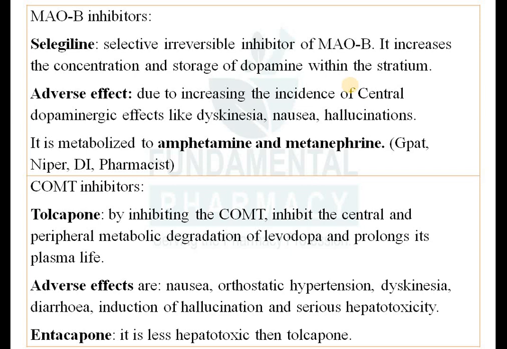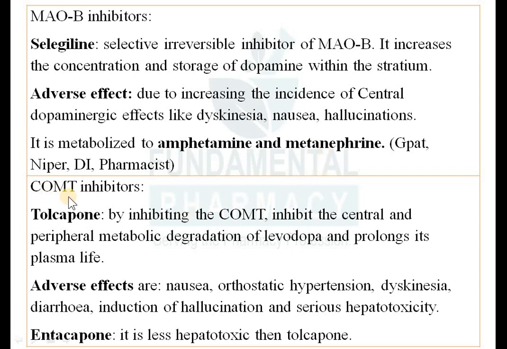Okay. Then what is the adverse effect of this selegiline? That is due to increasing the incidence of central dopaminergic effects like dyskinesia, nausea, hallucination. ये डोपामाइन का लेवल बढ़ाएगा, उसकी वजह से जो डोपामाइन का जो एडवर्स इफेक्ट आएगा वो होगा dyskinesia, nausea, hallucination. ठीक है. Now this selegiline is metabolized to active metabolites, that is amphetamine and methamphetamine. Okay. These two are the metabolites of selegiline. Remember.